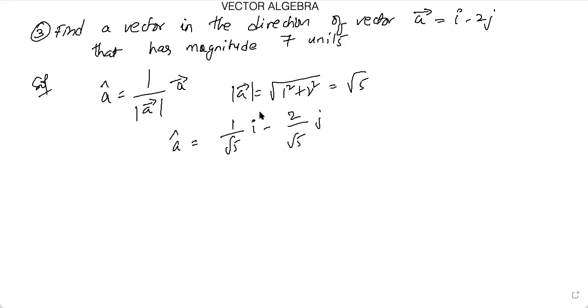Now this has got a magnitude which is 7 units. So let us put that 7a would be 7 by root 5 i minus 14 by root 5 j. So the magnitude is 7 units.